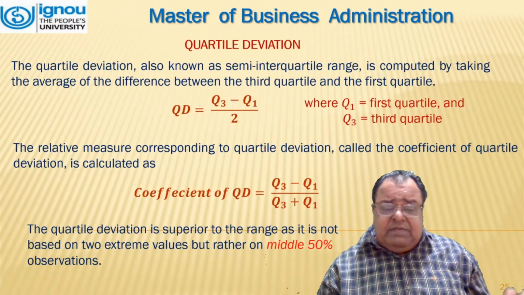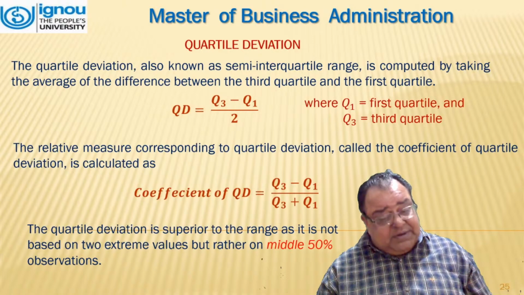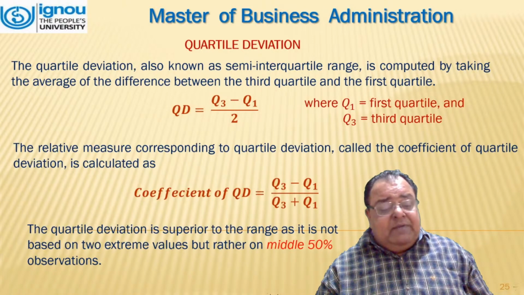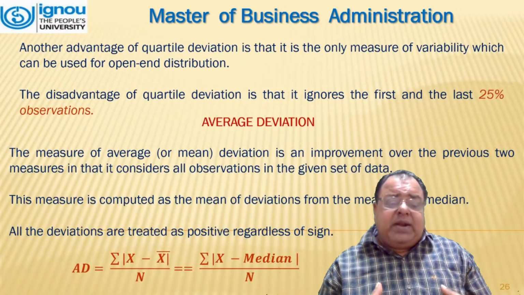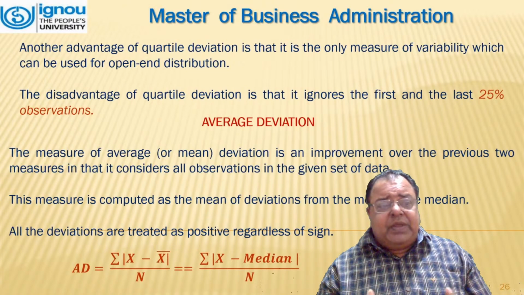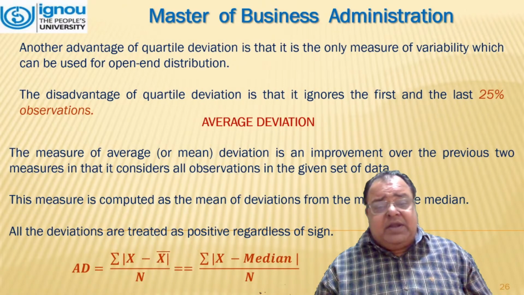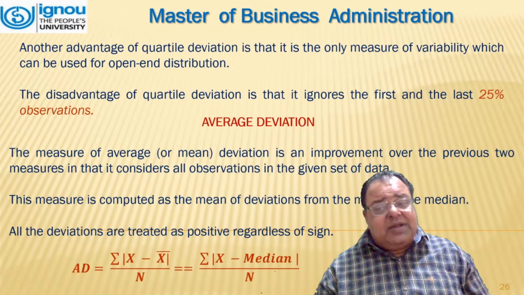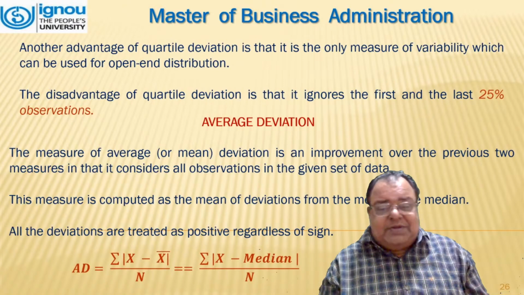The quartile deviation is superior to the range as it is not based on two extreme values, but rather on the middle 50% of the observations. Another advantage of quartile deviation is that it is the only measure of variability which can be used for open-end distribution. The disadvantage of quartile deviation is that it ignores the first and the last 25% of the observations.